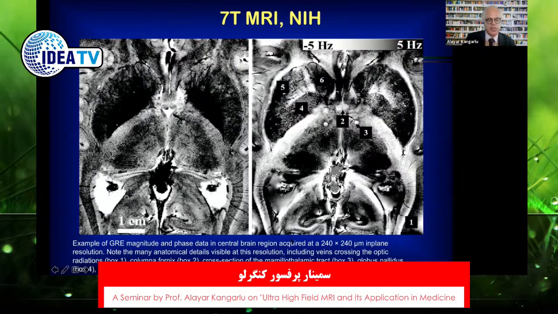These are just simple gradient recalled echo images, phase enhanced images. These phase enhanced images show the central brain region with 240 micron by 240 micron in-plane resolution. Many of the anatomical details are visible in this image, including veins crossing the optic radiation and other columns of fornix and cross sections of the mammillothalamic regions and globus pallidus.